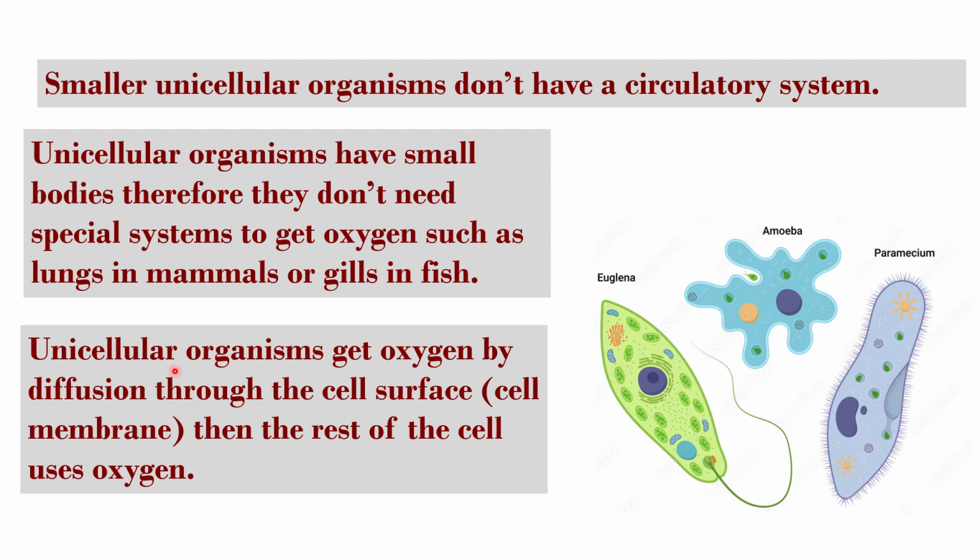So unicellular organisms get oxygen by diffusion through the cell surface or the cell membrane, and the rest of the body or the cell uses the oxygen.